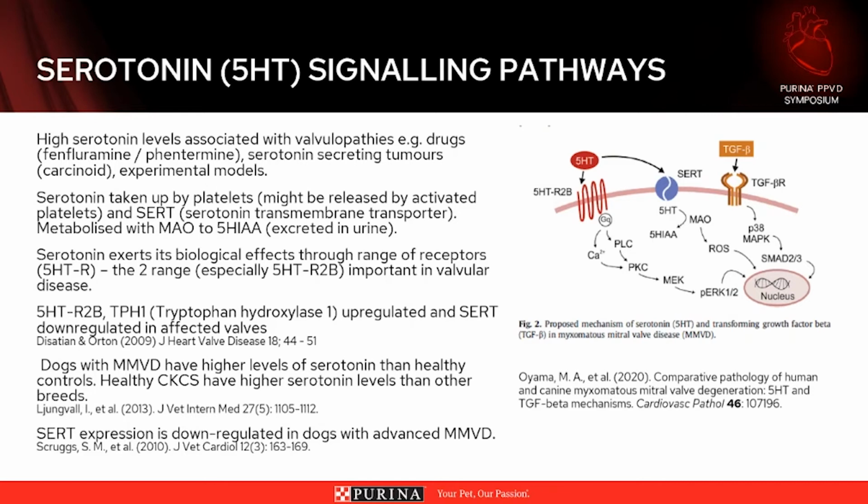So we know that dogs with mitral valve disease have higher serotonin levels than our healthy controls. And cavaliers have higher serotonin levels than anybody else. So this might be why cavaliers are always fairly happy, regardless of what's going wrong with them. And SERT expression is downregulated in dogs with mitral valve disease. So the serotonin levels actually tend to be higher in your earlier stages of mitral valve disease, and then they tend to decrease again with the late stage disease.